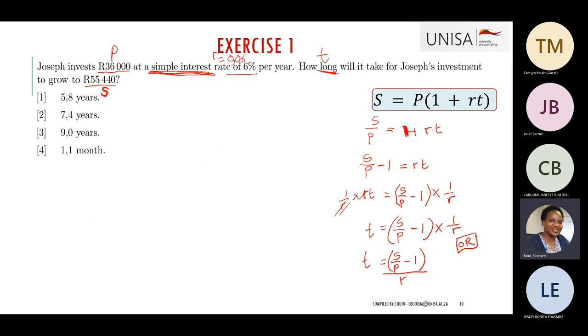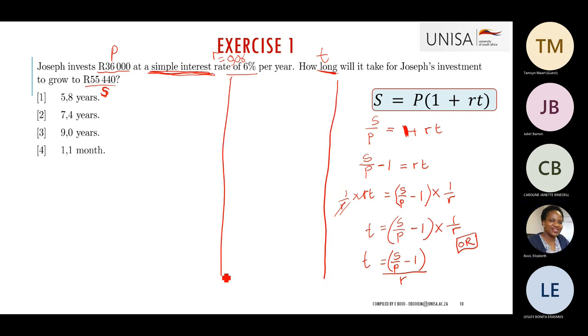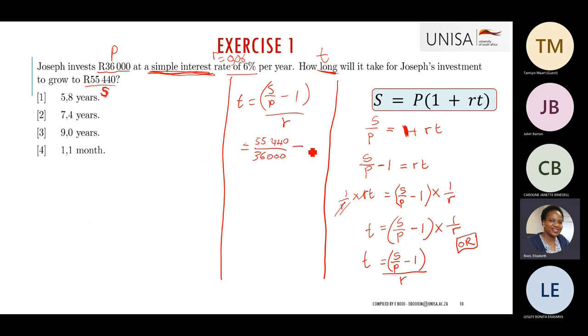So let's use our formula to substitute. Okay, so we have T is equal to S over P minus 1, divide by R. And our S is 55,440 over our P, which is 36,000, minus 1. Divide everything by our interest, which is 0.06. And you can go and calculate. Let's calculate the answer.